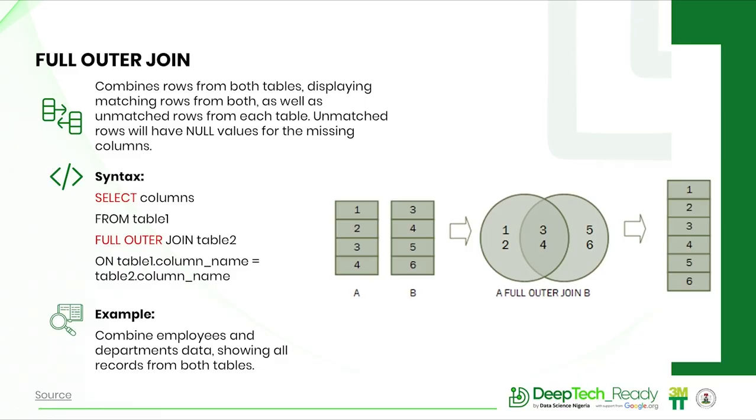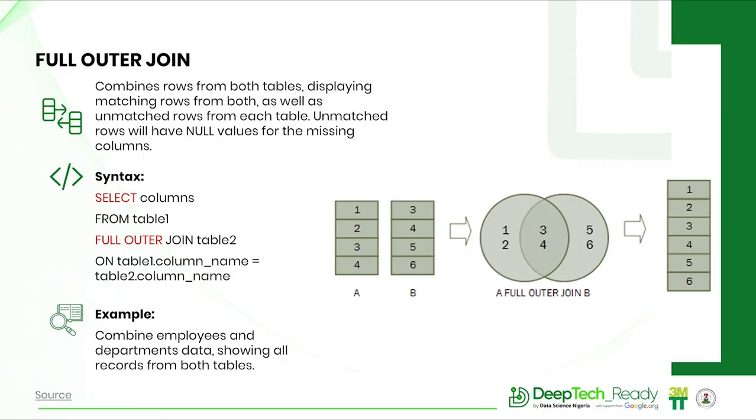We have an image to illustrate our example also. We have table A, which has 1, 2, 3, 4. We have table B, which has 3, 4, 5, and 6. And then when we use the full outer join, it gives us this resulting table, which we have 1 is coming from our table A, 2 is also coming from our table A, 3 is also coming from our table A, 4 is coming from our table A. And then we also have 3 coming from table B, we also have 4 coming from table B. So it only picks one of the 3 and 4 for us to have it in our resulting table.